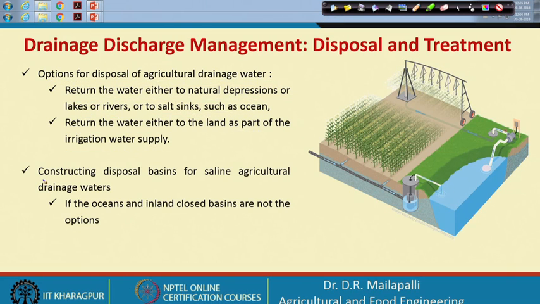This is one. And constructing disposal basins for saline agricultural drainage waters. Suppose the oceans and inland closed basins are not options, suppose there is a restriction that you should not dispose the drainage water to the oceans or some other disposal lands. In that case, you need to construct disposal basins in nearby places. Okay.